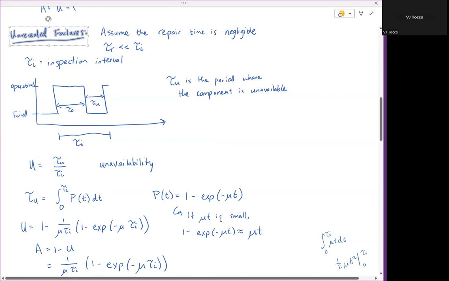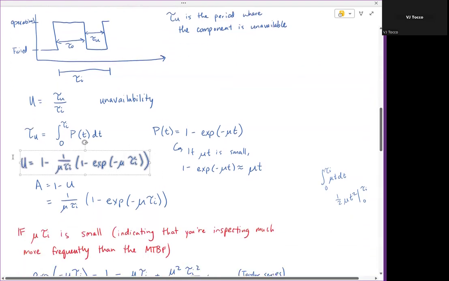And if mu t is small, this is just a mathematical thing, e to the minus mu t for a small mu t is just simply going to be equal to mu t. So that'll simplify things mathematically a little bit. So this is my expression now for unavailability.